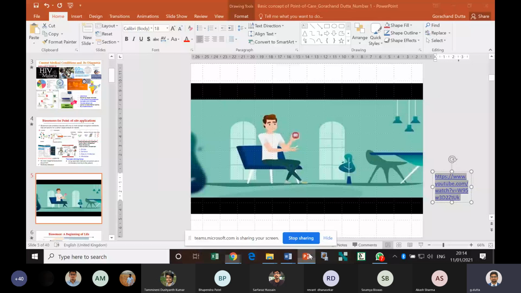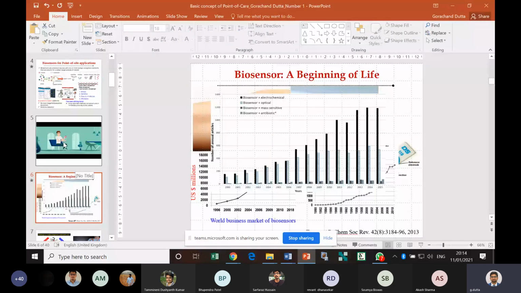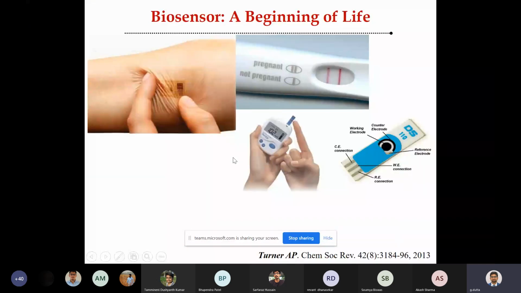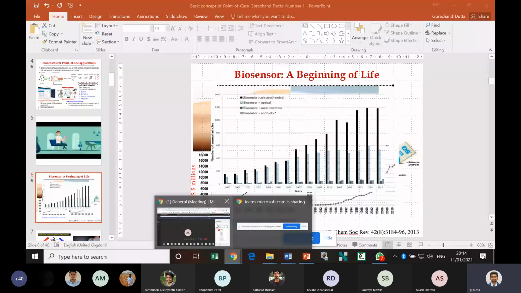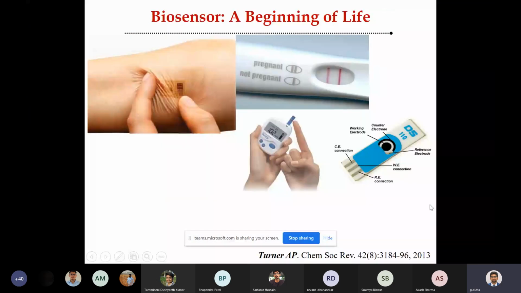So this is the biosensor. Biosensor is actually the beginning of life. That's why I said this sentence. It is the beginning of life. I mean, at a very early stage we can detect the disease and predict it. We can make some plan, we can go for diagnosis, and we can save the patient's life at an early stage by using early detection of disease.